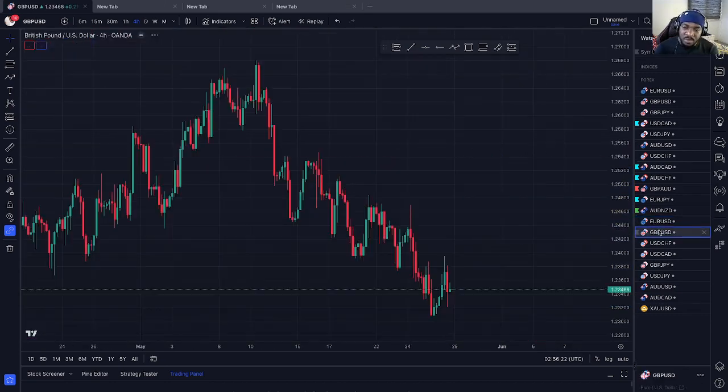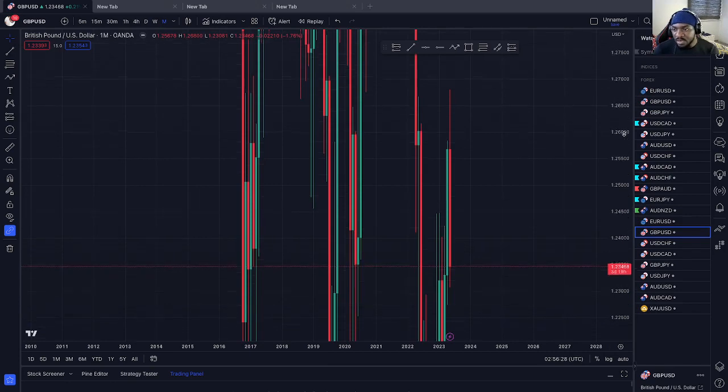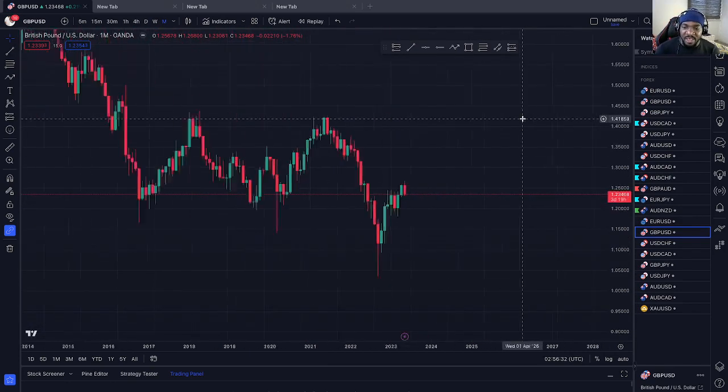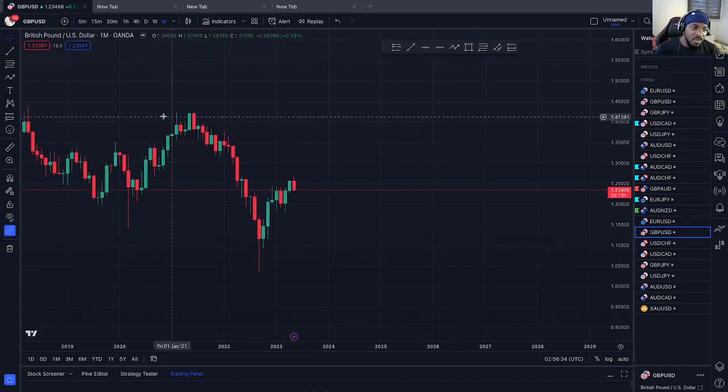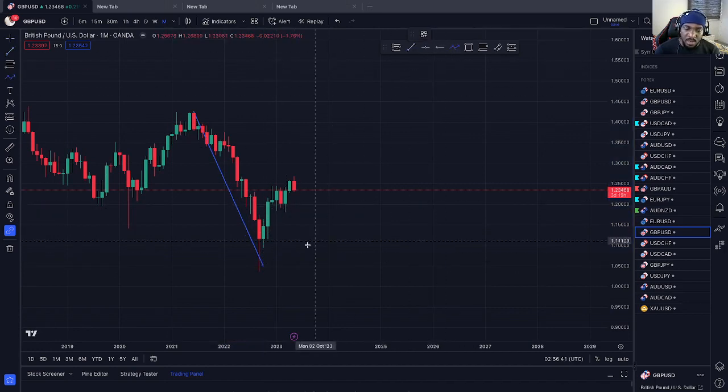So next we'll be jumping to our GBP USD, and just like we said in our top down analysis, although the Euro USD and the GBP USD actually go the same way, what we have here on our monthly time frame is just like Euro USD. We went on a downtrend, and now we're currently going on an uptrend.